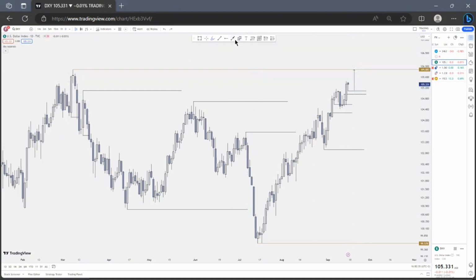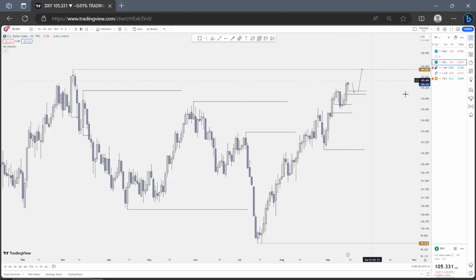Obviously, when Monday opens, I'd really love to see price pushing down, taking out the previous day's low here. That would give us the opportunity to get a retest to this fair value gap. Once we get that retest to the fair value gap, that's when I'm going to be looking to continue with my long opportunities to these areas.